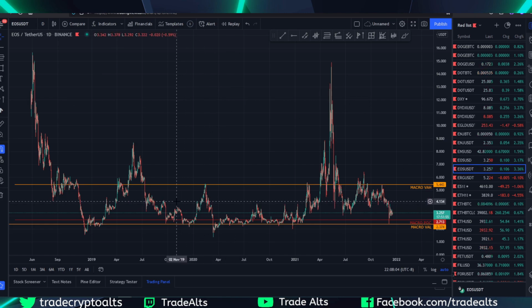So again, going back to, is the overall market bullish? Are we macro bullish? Macro bearish? You could be neutral as well. But to me, it's either bullish or bearish.